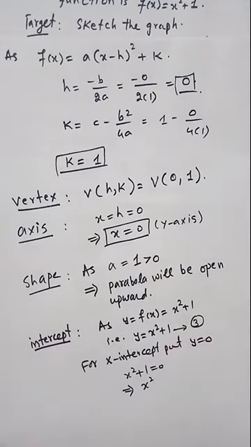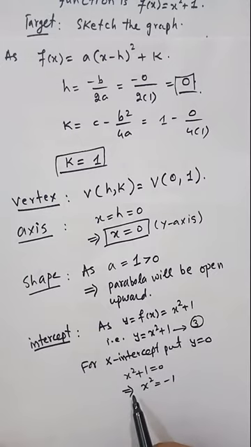So this implies that x square will be equal to minus 1. Now if I take the square root on both sides, I will get plus minus iota on the y-axis. So here you can see there is an ambiguity, that how x will be complex. So that's why there is some mistake in this question.